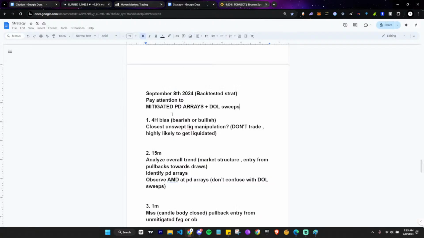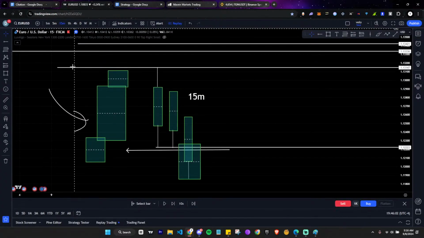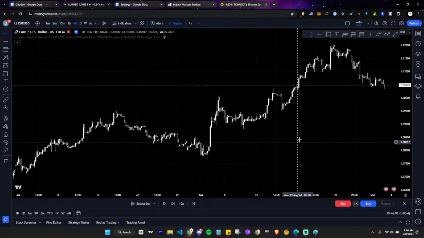Also pay attention to kill zones, right? Kill zones are at 8 a.m., 9 a.m., all these NY times, by the way. You guys want to pay attention to those timings. So in the 4-hour, don't overcomplicate it.